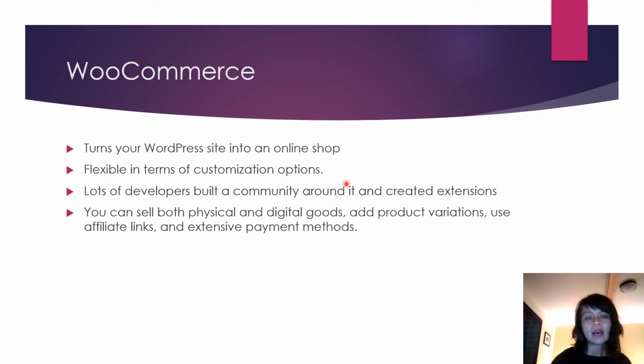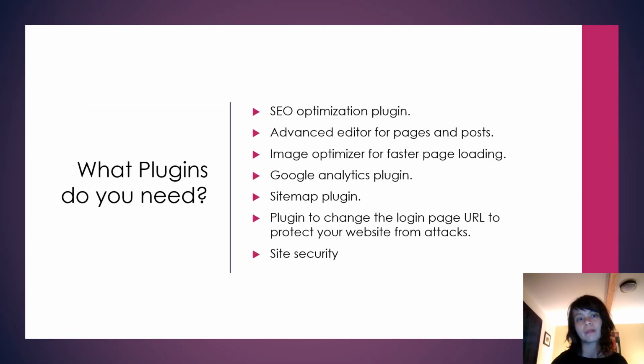Then we have WooCommerce. WooCommerce is one of a few plugins that can turn your WordPress site into an online shop. Very popular, very widely used for e-commerce sites. It's flexible in terms of customization options. A lot of developers have built a community around it and even created further extensions onto this plugin. You can sell both physical and digital goods. You can add product variations. You can use affiliate links and extensive payment methods.